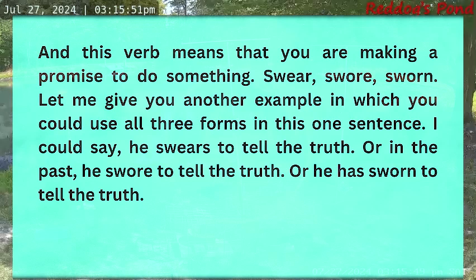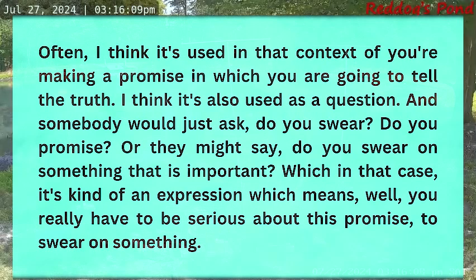Next is the verb swear, swore, sworn. And this verb means that you are making a promise to do something. Swear, swore, sworn. Let me give you another example in which you could use all three forms in this one sentence. I could say, he swears to tell the truth. Or in the past, he swore to tell the truth. Or he has sworn to tell the truth.